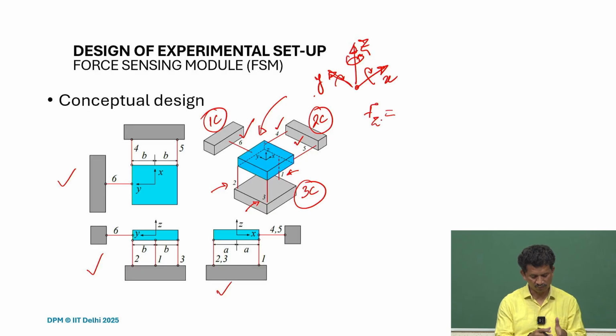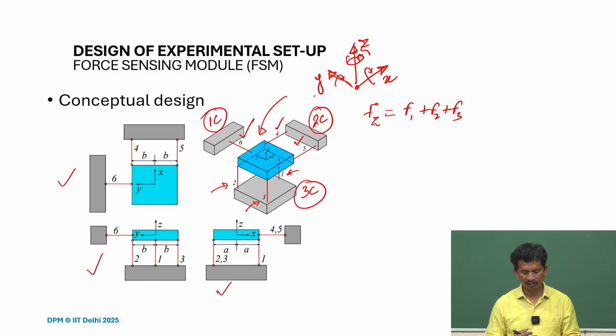and if we assume that all the constraints are articulated, so each can only provide constraint along the longitudinal direction. So what we will see is that if there is Fz, then it will be F1 plus F2 plus F3. Plus or minus we can check depending on what sign convention we are using. If it's a compressive load, we can say negative. If it's in tension, we can say positive.